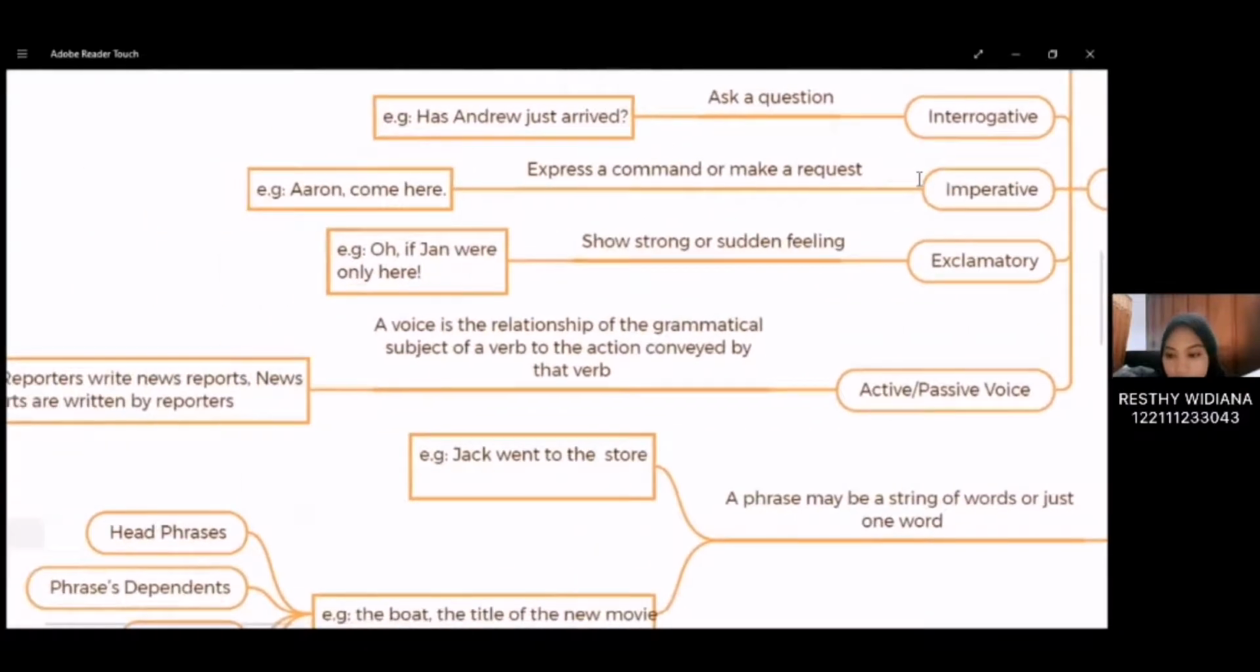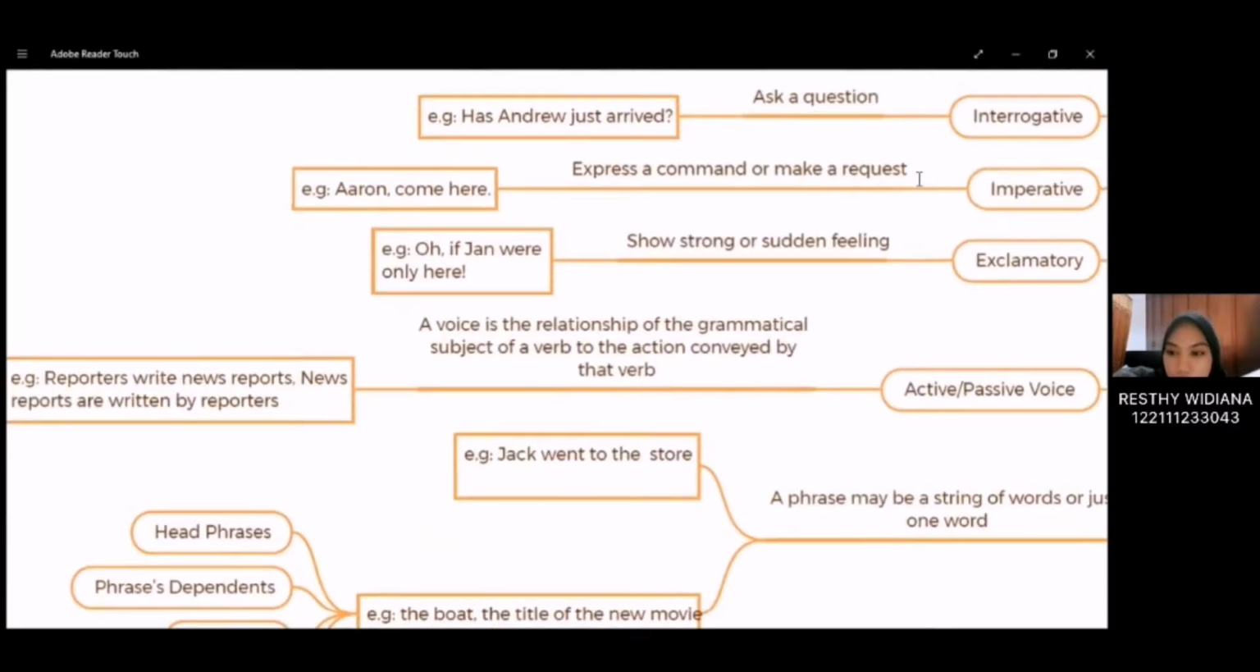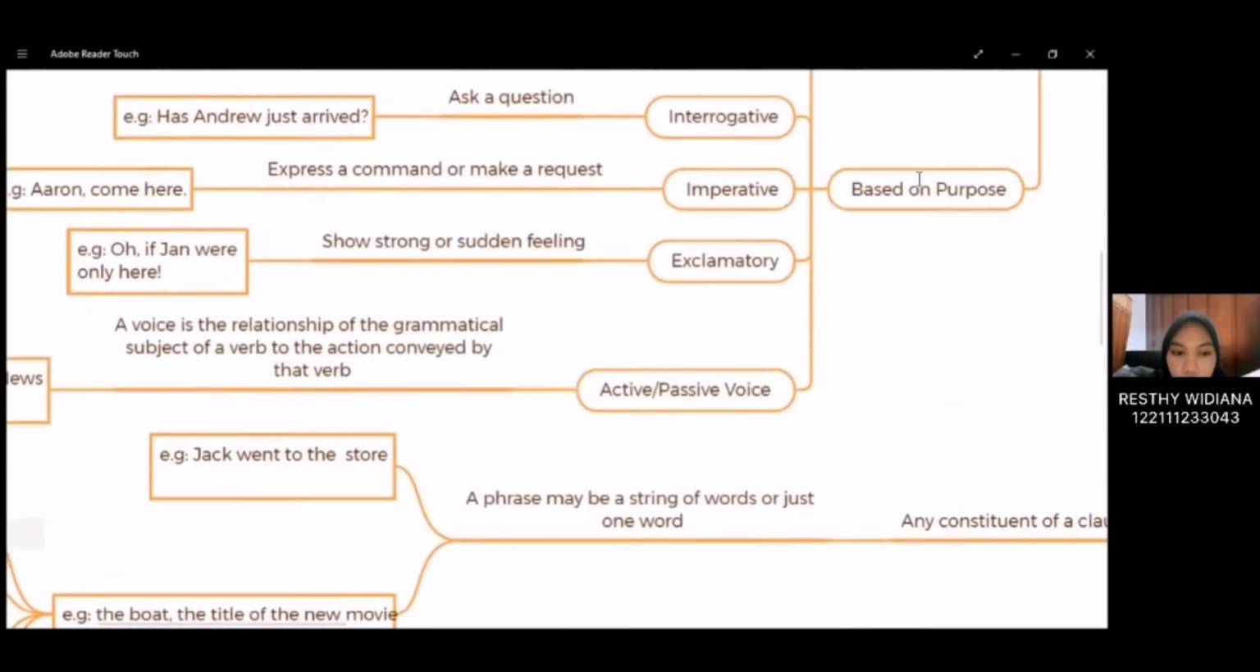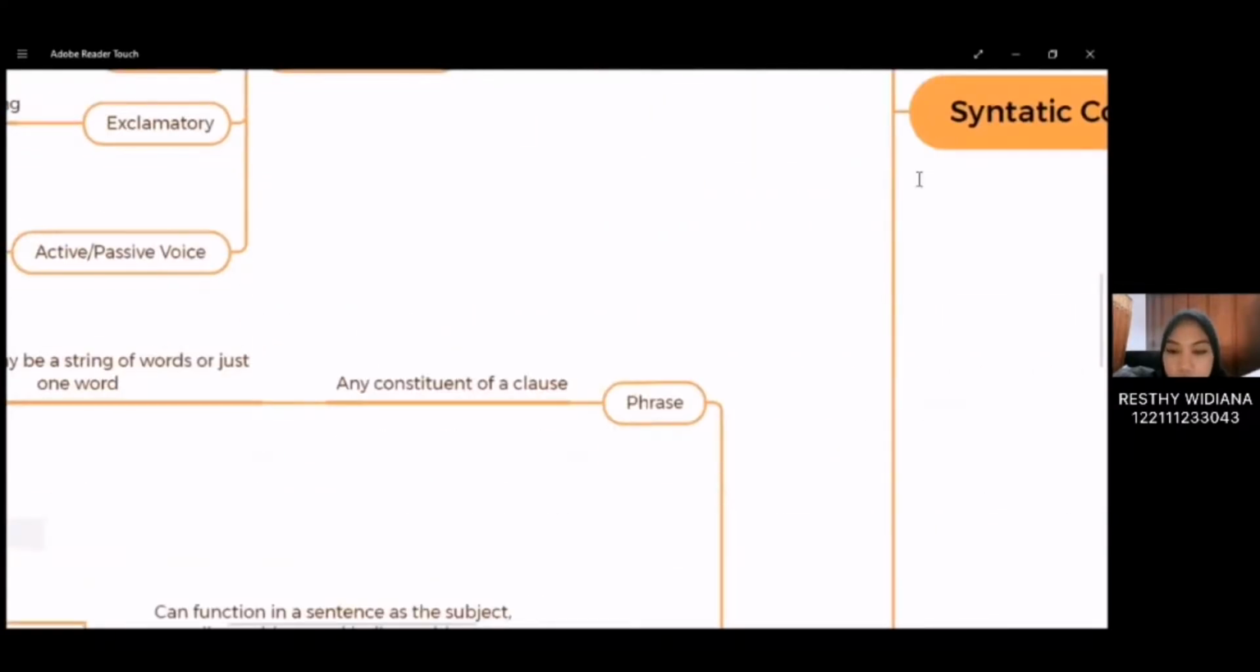And for the last, active or passive voice. A voice is the relationship of the grammatical subject of a verb to the action conveyed by that verb. Example, reporters write news report. News report are written by reporter. Okay, for the next material will be continued by my friend.